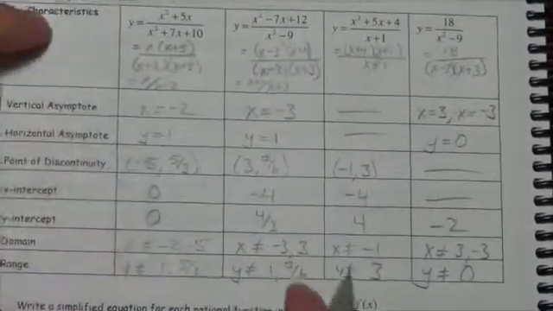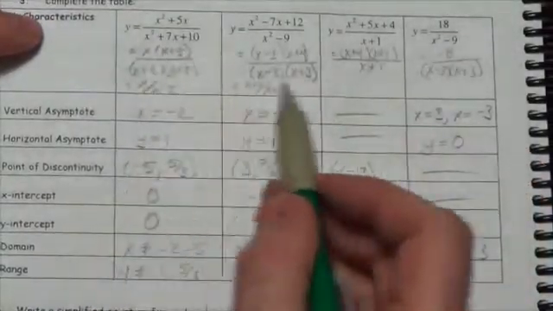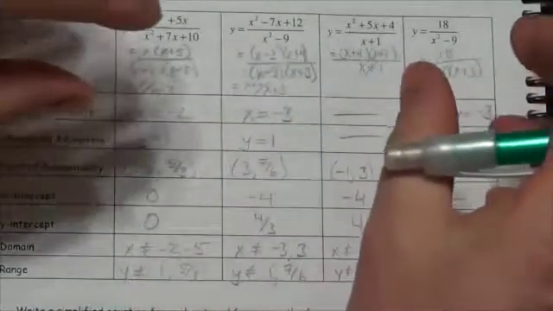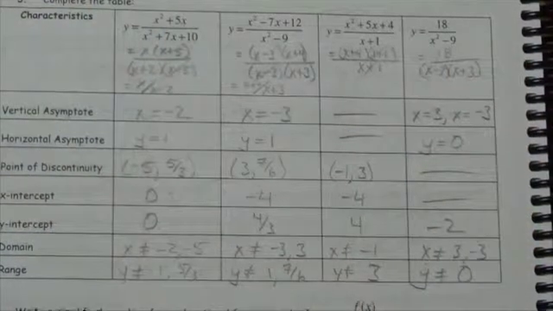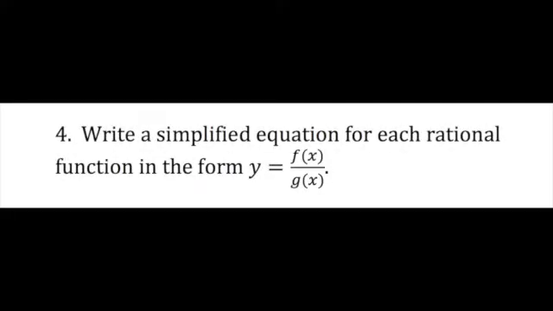All right, let's take a quick look at that. There we go. All sorts of work here, but the key to understanding all of these things really is to factor everything first. That has to be your first step when you're approaching these rational expressions. Write a simplified equation for each rational function in the form y equals f of x divided by g of x.